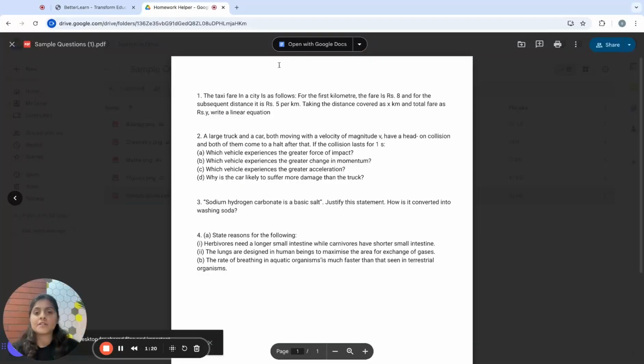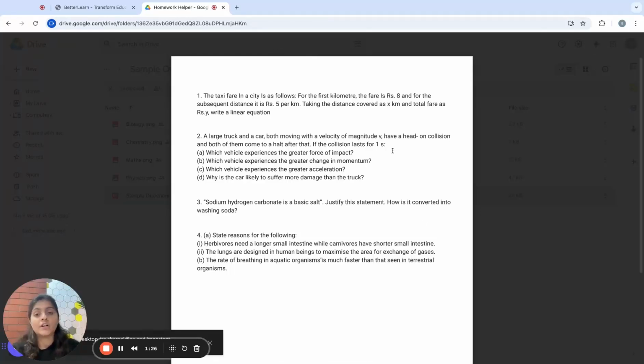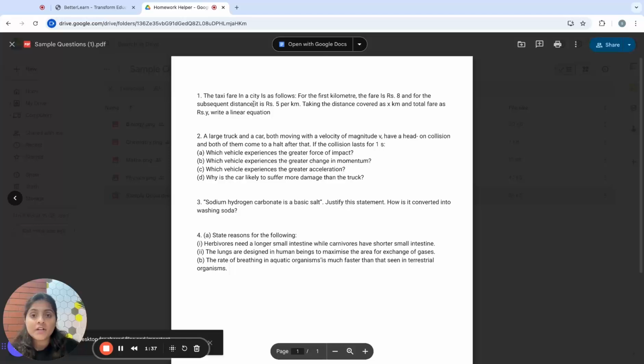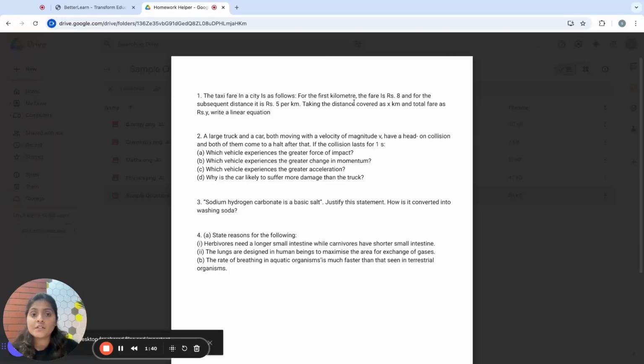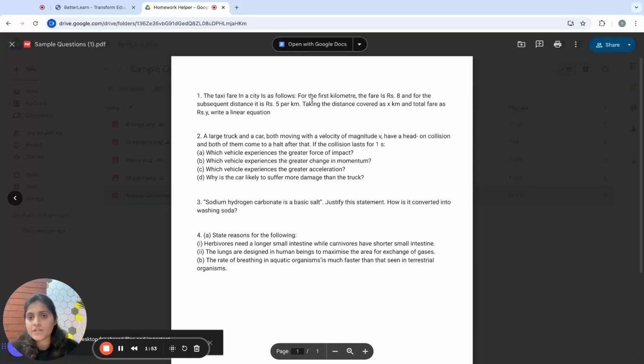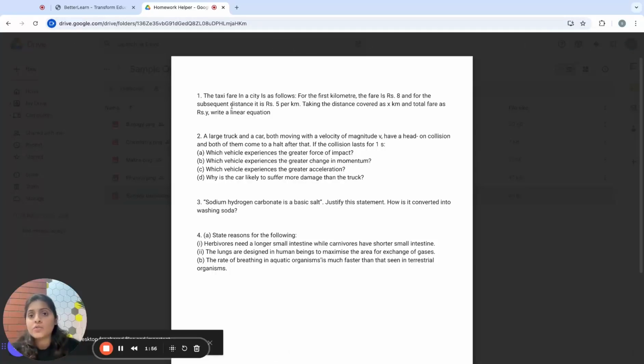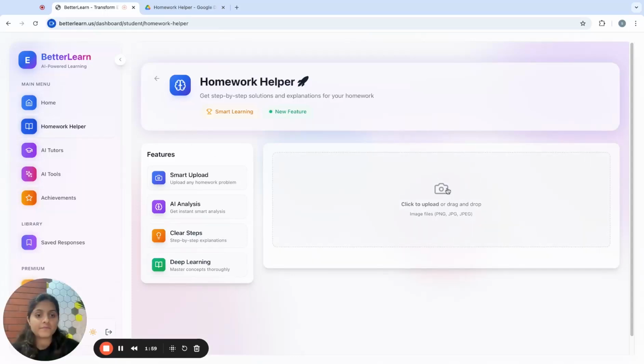So here are the questions that I am going to upload in the homework helper to see how it provides the solutions to these questions. So let's start with our first question, a math problem. The question is, the taxi fare in a city is as follows. For the first kilometer, the fare is ₹8, and for the subsequent distance, it is ₹5 per kilometer. Taking the distance covered as X kilometers and total fare as ₹Y, we have to write a linear equation for this question. So let's see how it answers the question.